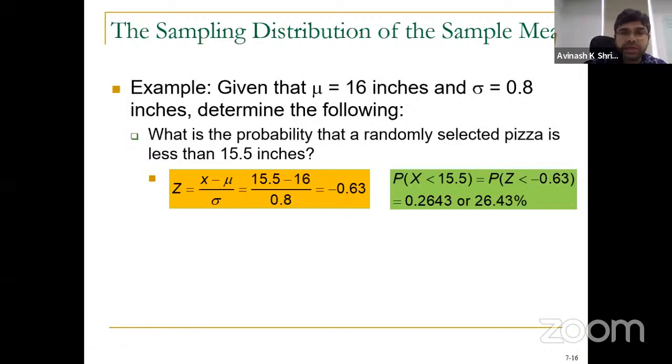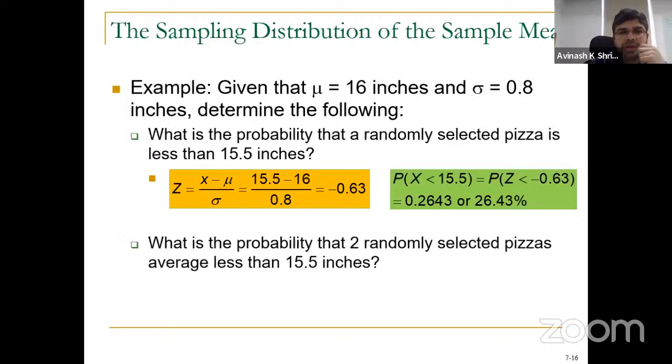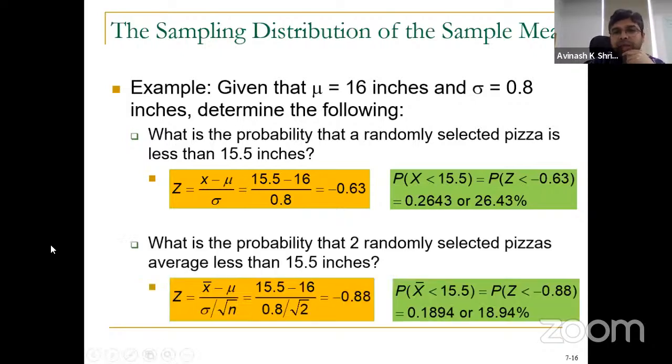In this case, we were looking for a single case where a single pizza is selected. Now, if I extend this same question and ask what will happen if I'm selecting 2 pizzas? Look at the change. Earlier we were taking only sigma. But the moment I increase the number of cases from 1 to 2, I have to use the formula sigma upon root n. I believe you all can follow why it is sigma upon root n.